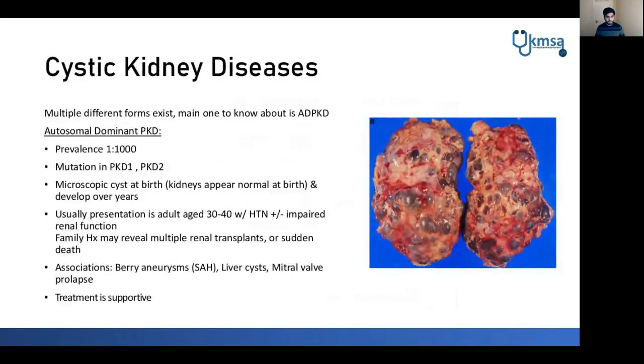I'll try and speed it up here. Cystic kidney diseases. There's loads of different diseases present. The main one that you need to know about, because of its prevalence, is autosomal dominant polycystic kidney disease.